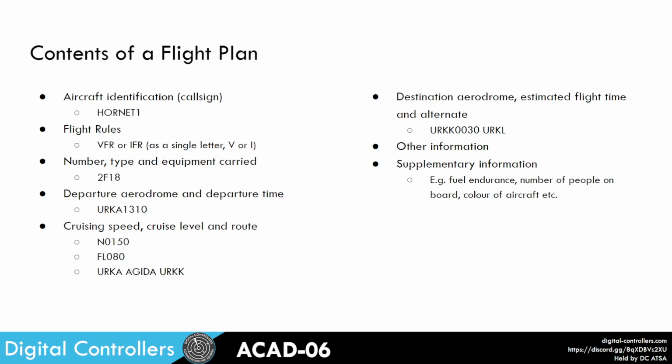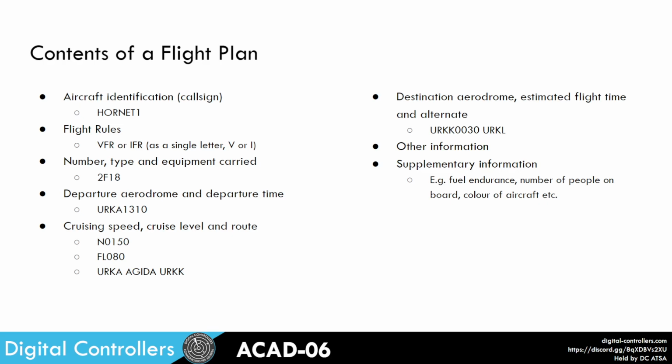Then the departure aerodrome and the departure time, which is always going to be in Zulu. Then we have the cruising speed, cruising level, and the aircraft's intended route. And finally, the destination aerodrome and the estimated flight time, and potentially an alternate aerodrome.